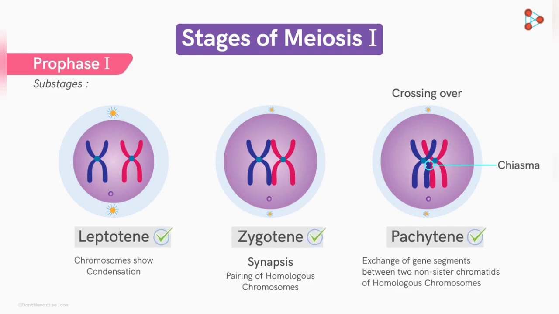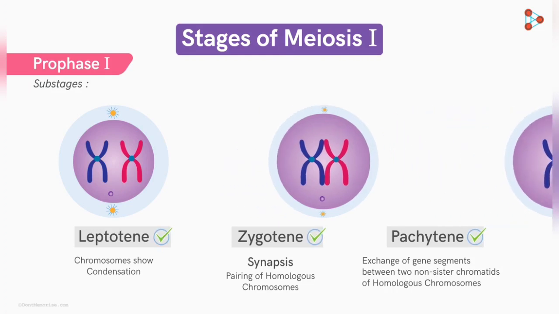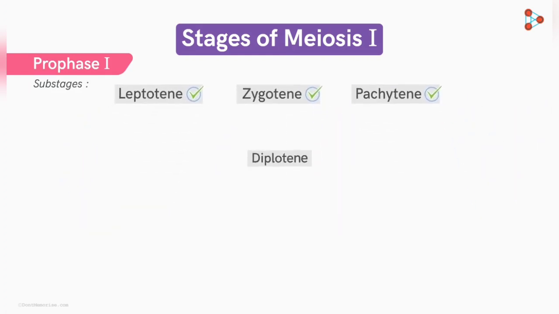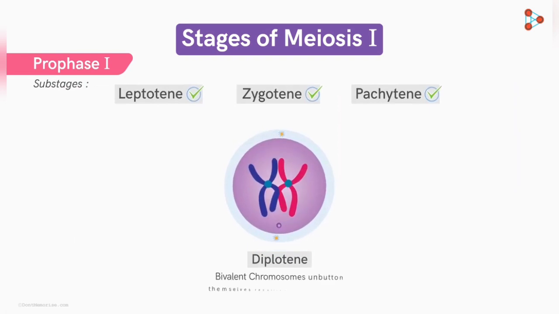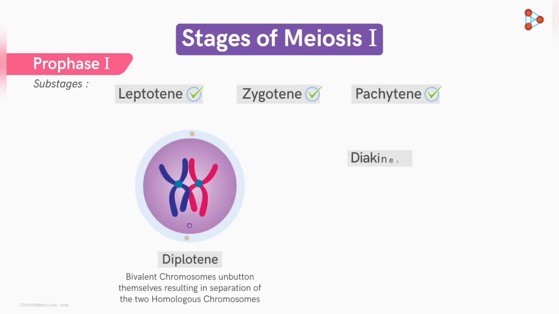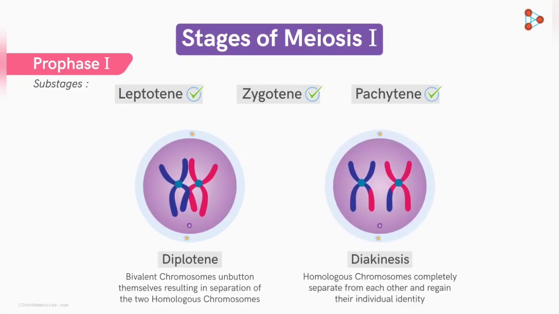After successfully interchanging the genes with one another, the cell enters the next substage called the diplotene. In diplotene, the bivalents unbutton themselves, resulting in the separation of the two homologous chromosomes. But here, the tricky part is that the homologous chromosomes are still anchored at the chiasma. Finally, in the last substage called the diakinesis, the homologs get completely unhooked and regain their individual identity. The nuclear membrane and the nucleolus completely disappear by the end of prophase 1.